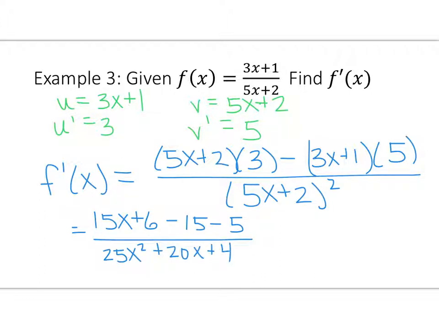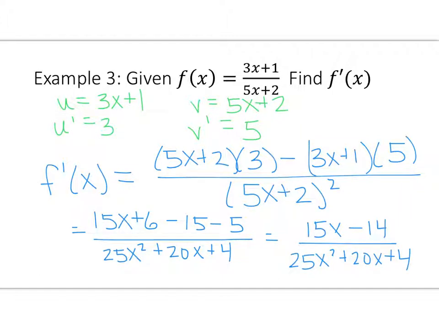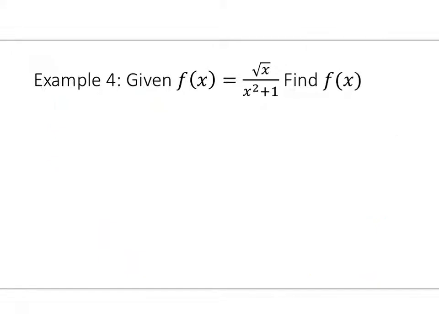I can combine like terms, so my numerator becomes 15x. 6 minus 15 is negative 9. Negative 9 minus 5 is negative 14 over 25x squared plus 20x plus 4. And then I can't simplify that any further. All right, let's try yodeling again.